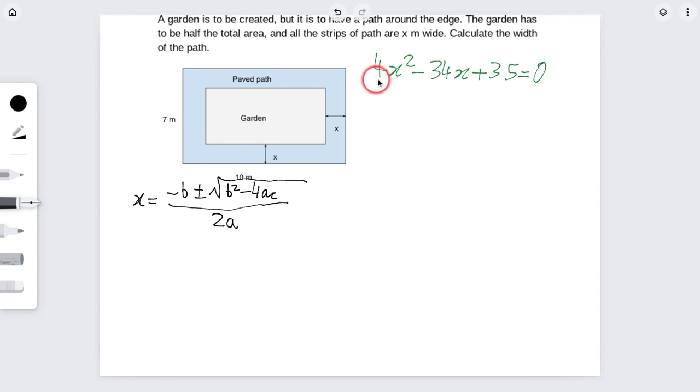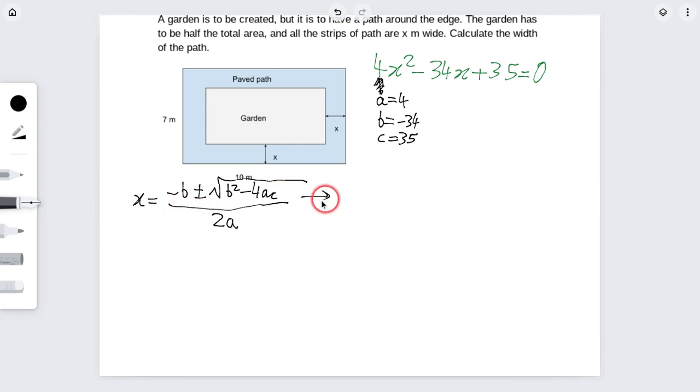Now, first of all, we'll note down exactly what A, B, and C are. So this one over here is going to be A. A is equal to 4. B is equal to negative 34. And C is 35. Now, using these values, we're going to figure out exactly what x will be.